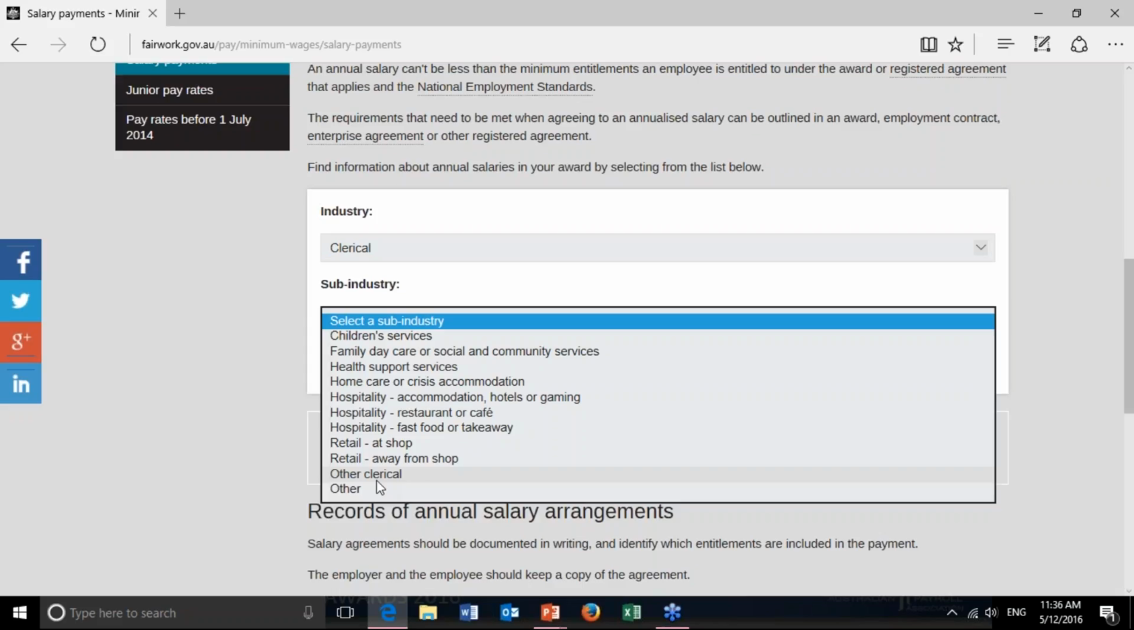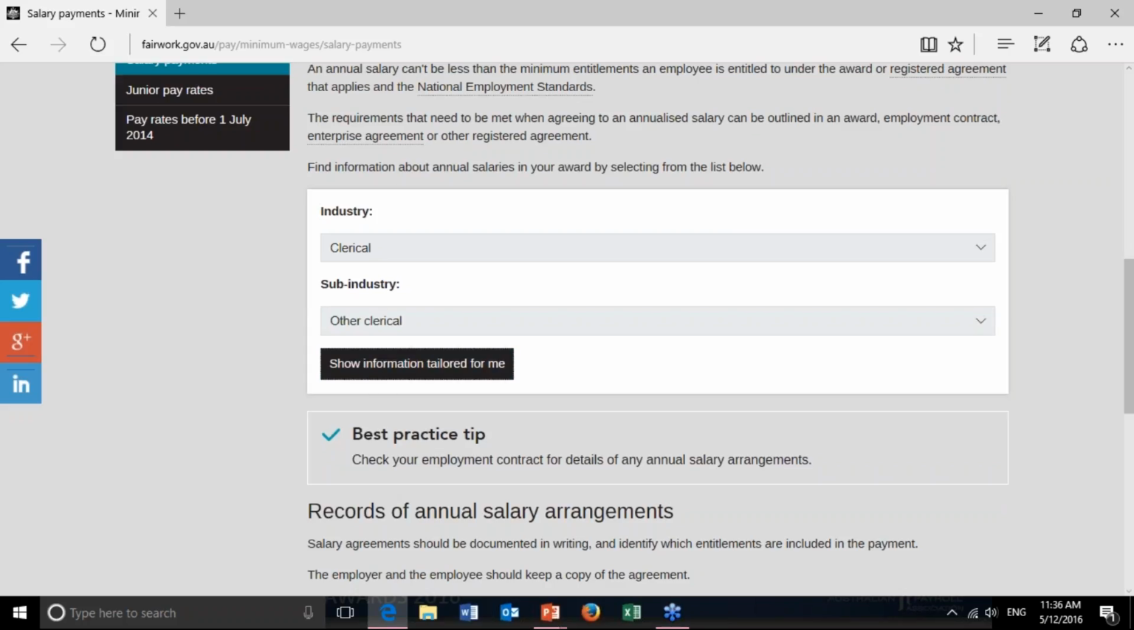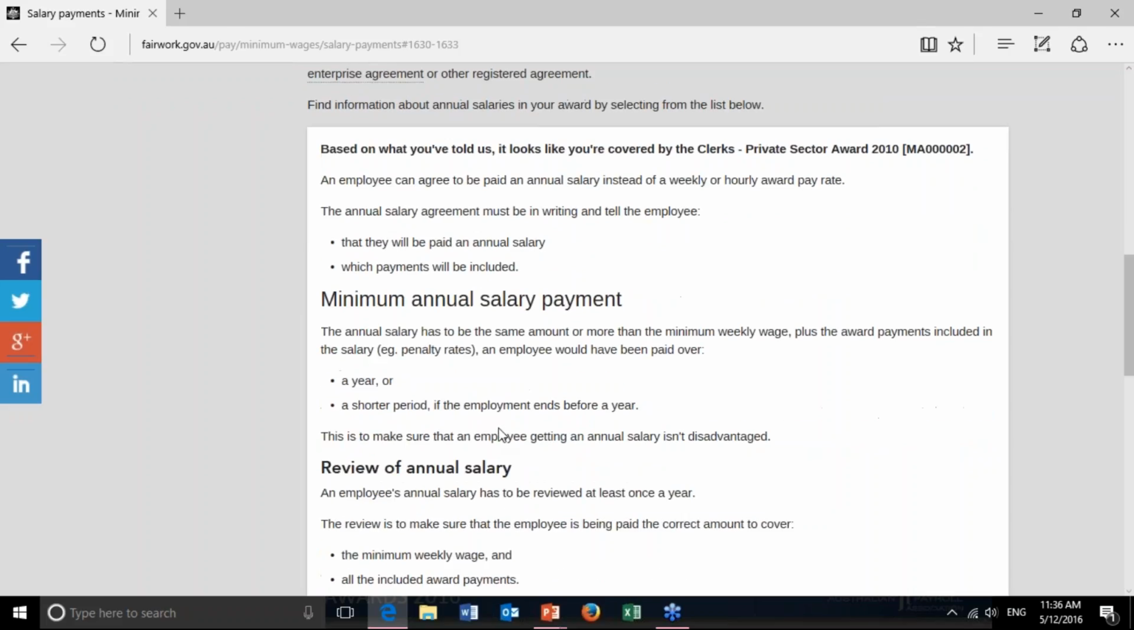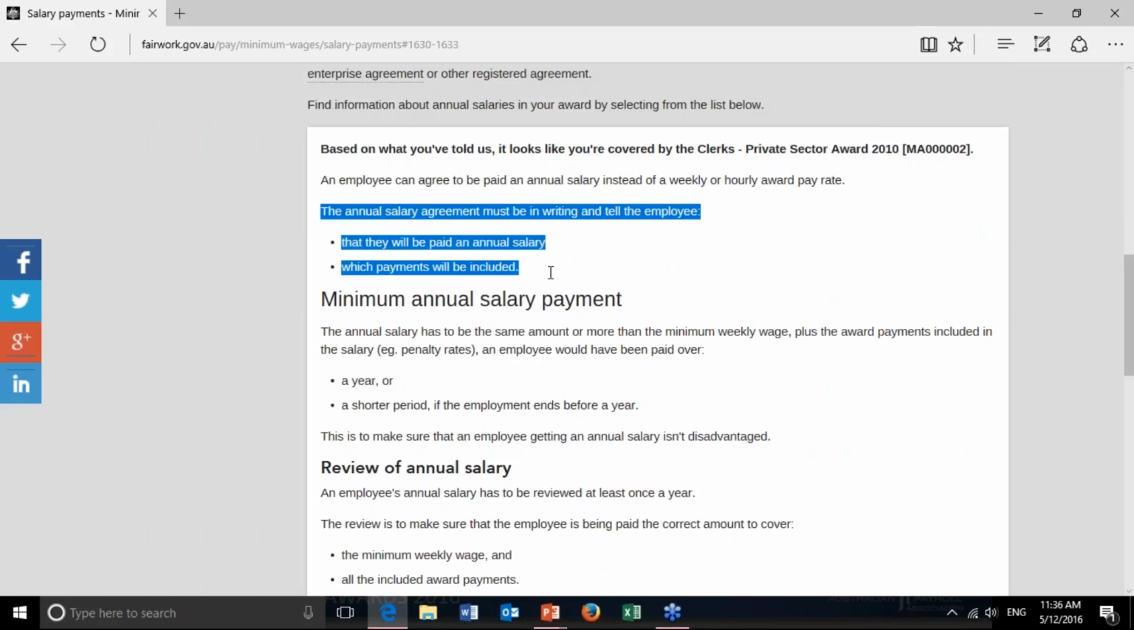Because common sense prevailing, we should know that $78,000 should cover your basics plus possibly any allowances and stuff like that. In order to avoid paying all relevant shift penalties and loadings and possible overtime, many employers choose to implement an annualised salary as per the award. However, if we look at the actual conditions contained in annualising a salary under this award, it says you need to show which payments will be included.